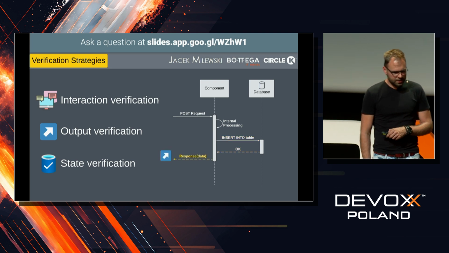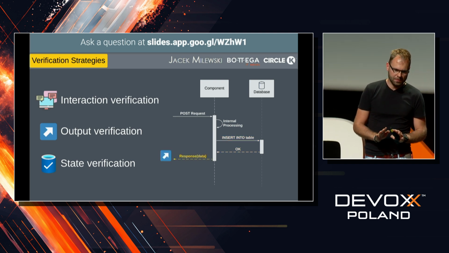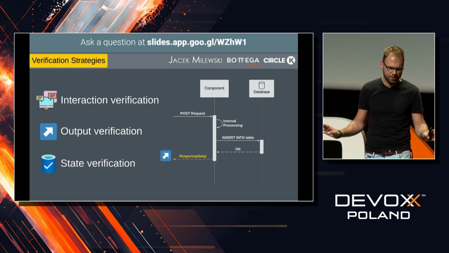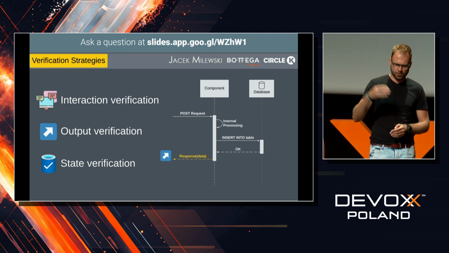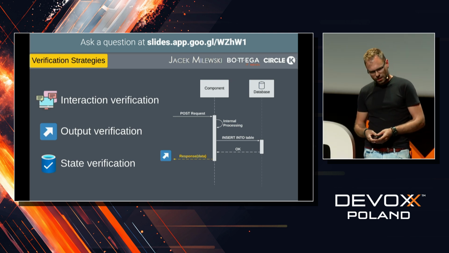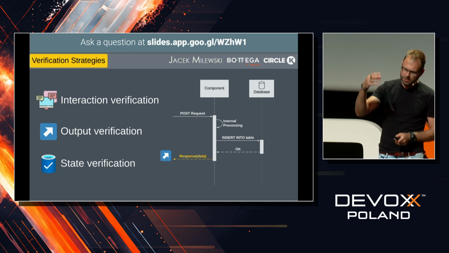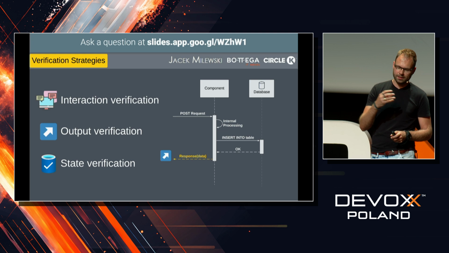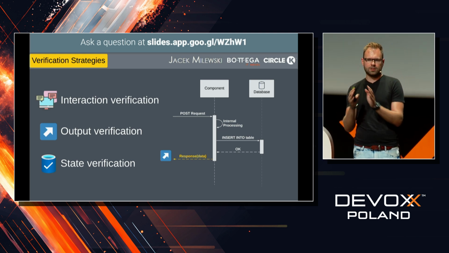I can verify the output, so a pure black box thing. I'm not checking anything of what is happening inside, so pure black box thing. I'm just checking whether I got a response, so pure contract verification. Like I'm sending a post with this JSON and checking whether I got the correct JSON in response. I'm not testing the interactions.